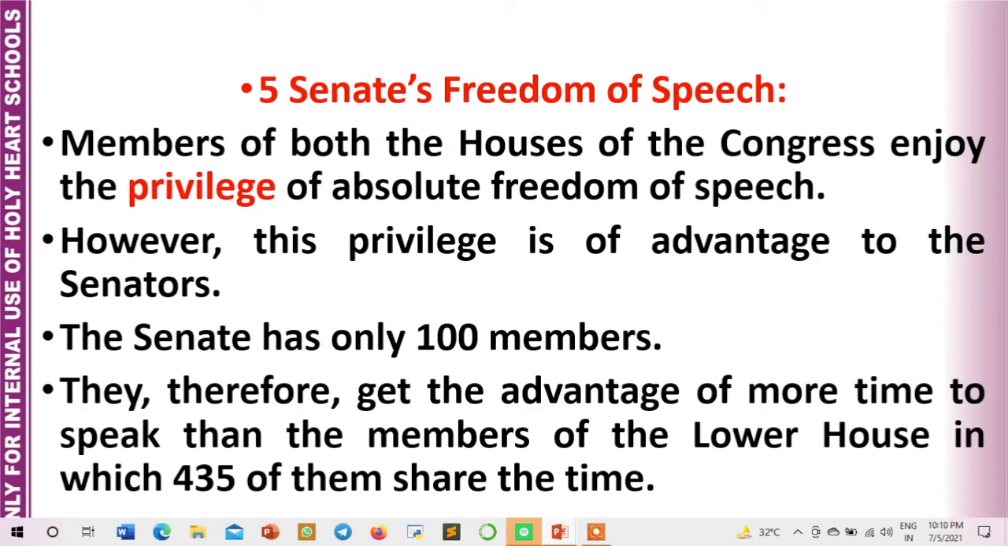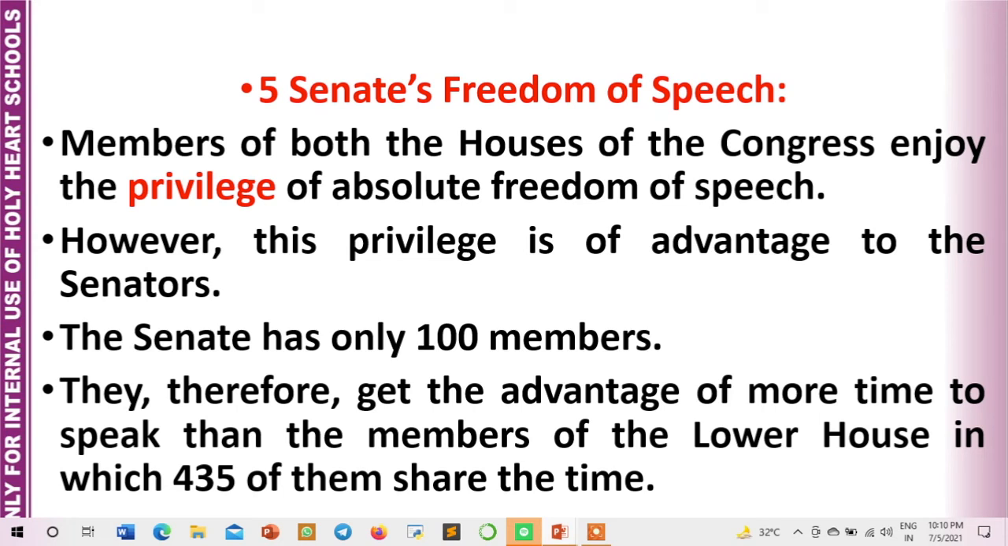Members of both the houses of Congress enjoy the privilege of absolute freedom of speech. While talking about the key terms, I told you that I will discuss the privileges. So, which privilege do they enjoy? That's the freedom of speech. However, this privilege is of greater advantage to the senators. The Senate has only 100 members. They therefore get more time to speak than the members of the lower house, in which 435 of them share the time.